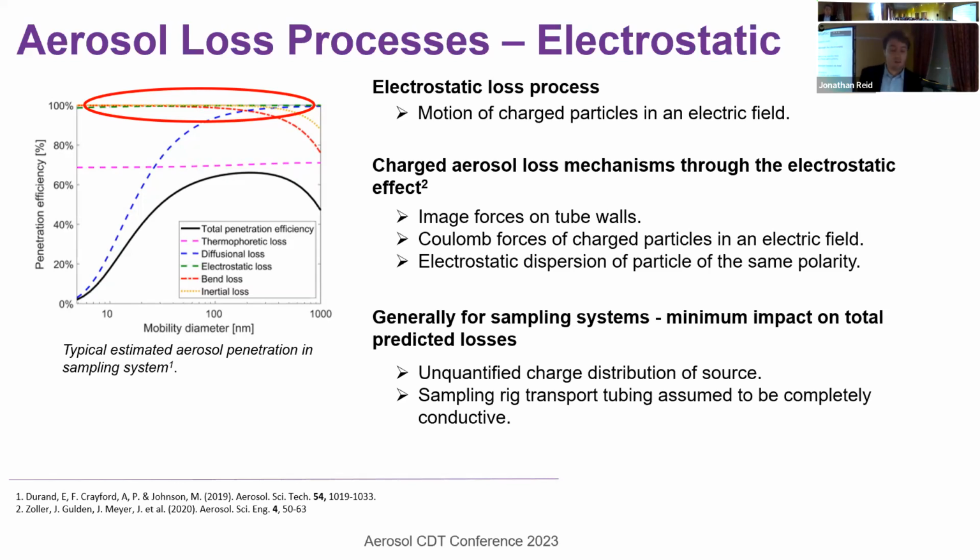Looking at the figure, we can see a breakdown of the 5 different loss mechanisms for a typical NVPM sampling system. As indicated by the red circle, we see that the electrostatic loss accounts for about 1 to 5% of the total losses. This is usually due to a couple of assumptions. One of the assumptions is that all the NVPM particles coming out of the combustion engine are singularly charged. This is still yet to be quantified. Also, that the tubing and the whole sampling rig is completely conductive.